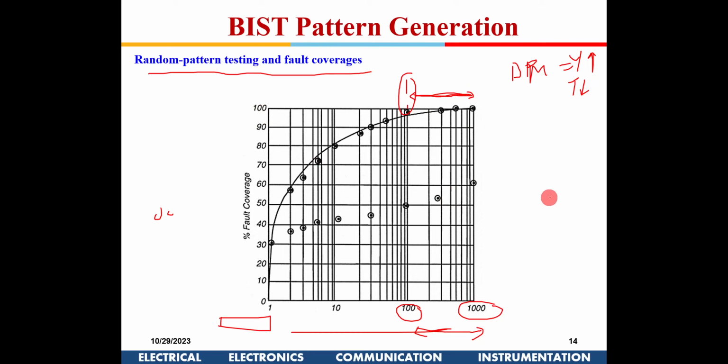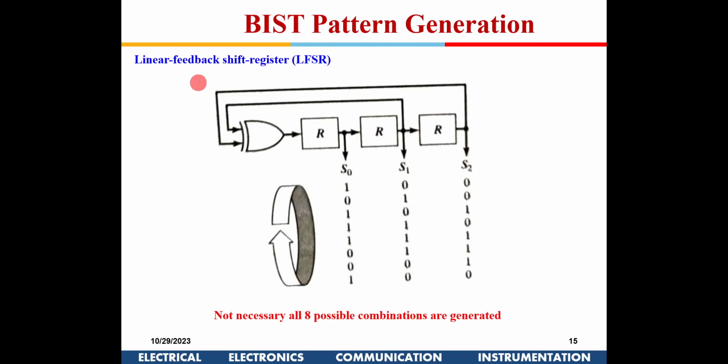Now we'll have a look at what are the ways we can generate these test vectors. So this is known as a linear feedback shift register. Now you see, I need to initialize this somehow initially, otherwise this would not function. So I should have a way to initialize these registers.